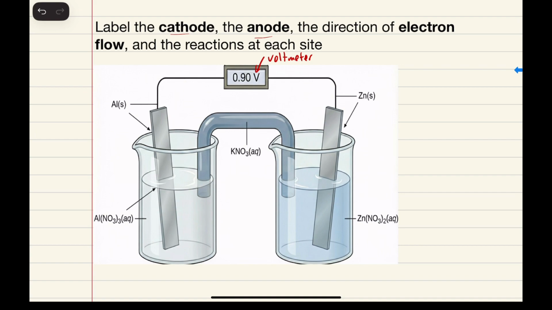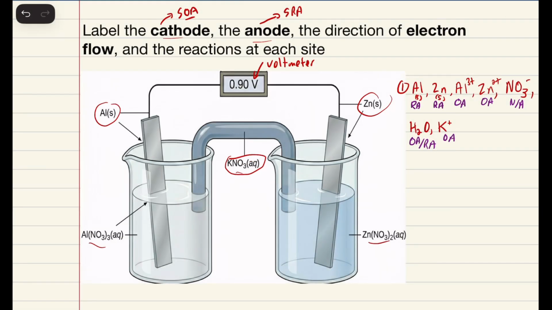So remember that for the cathode, we need the strongest oxidizing agent. And for the anode, it's the strongest reducing agent. So what we're going to do is, given everything here, all the solutions and the solids that are given, including that over here, we're going to list all the ions and identify the strongest oxidizing agent and the strongest reducing agent like we would if this was a spontaneity question. And once we've done that, we can identify the strongest reducing agent. In this case, that would be our Al solid.